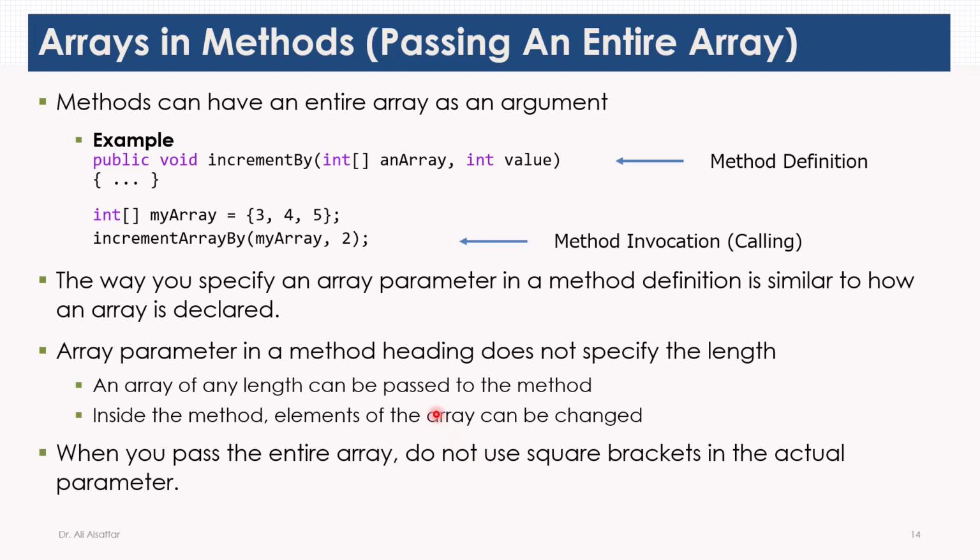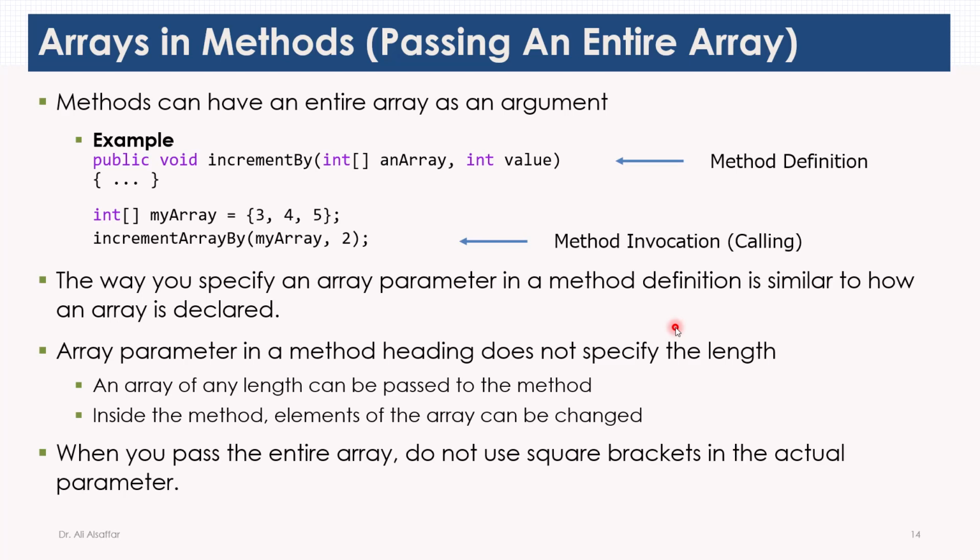Now we come to the other side. The first side was how to define an array when you define a method. Now the other side: how to pass the entire array when you call the method. You pass the entire array by just giving the name of the array, like what we are doing in this example. You do not use square brackets in the actual parameter. Here is the actual parameter, my array, and here is the formal parameter for the method. So simply don't specify square brackets, don't specify the length of the array, just simply specify the name of the array as an argument.